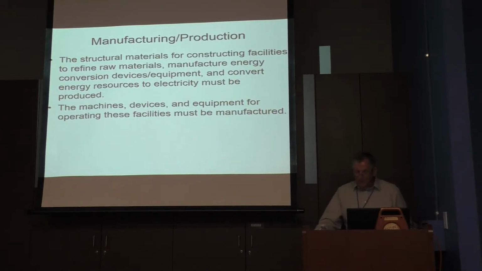The next phase is manufacturing and production. Structural materials for constructing the facilities to refine the raw materials, manufacture the energy conversion devices and equipment, and convert the energy resource to electricity must be produced. And the machines, devices, and equipment for operating these facilities must be manufactured.